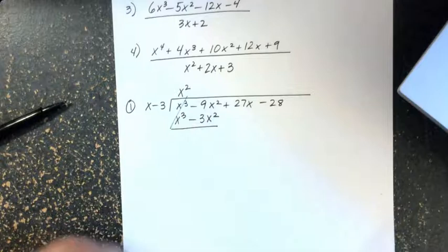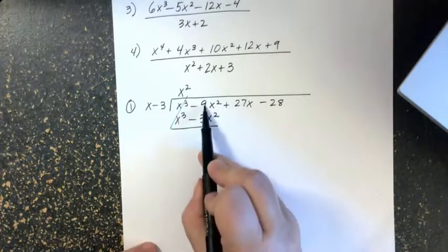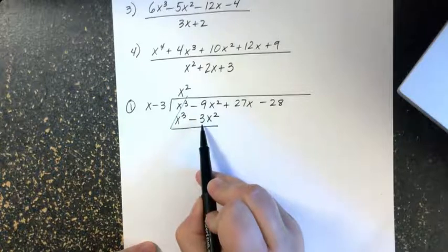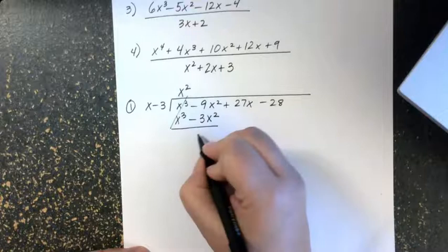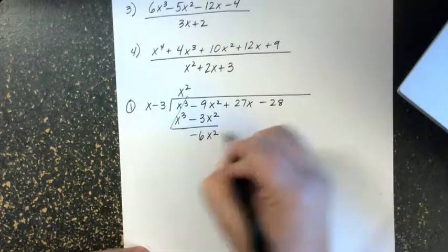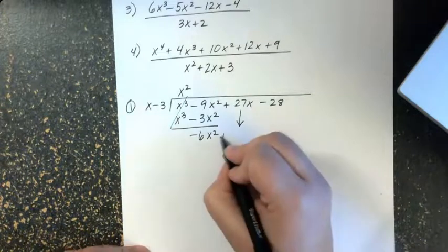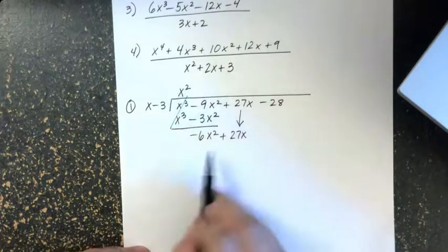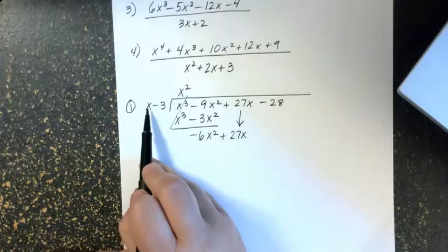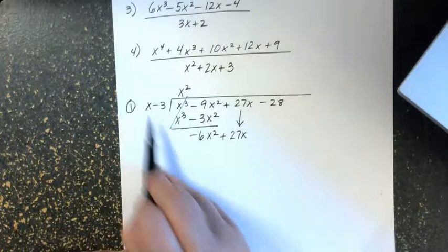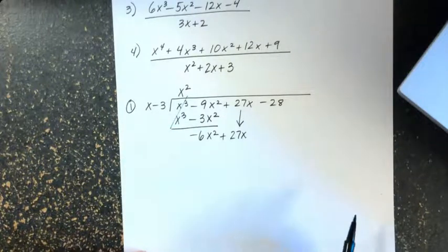When I subtract there, I have no more x cubed term. Negative 9 minus a negative 3, be super careful with your signs, is the same as negative 9 plus 3. So this is negative 6x squared. We'll bring down the 27x so that we have two terms on deck, because we're dividing by two terms. Then we're ready to start the same process over.